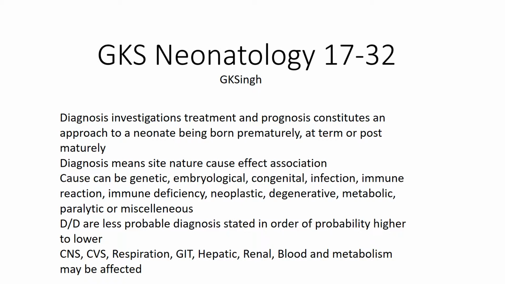Cause can be genetic, embryological, congenital, infection, immune reaction, or immune deficiency, neoplastic, degenerative, metabolic, paralytic, or miscellaneous. Besides this, it can be traumatic. Differential diagnoses are less probable diagnoses, stated in order of probability, higher to lower. CNS, CVS, respiration, GIT, hepatic, renal, blood, metabolism are the systems that are tested.